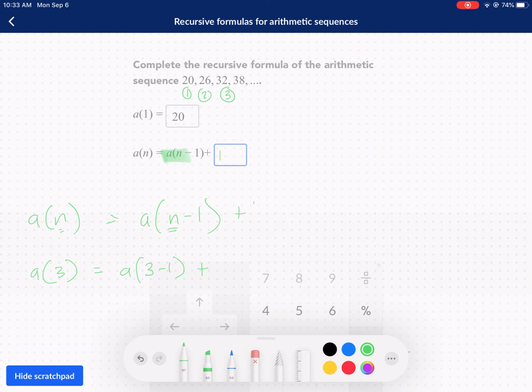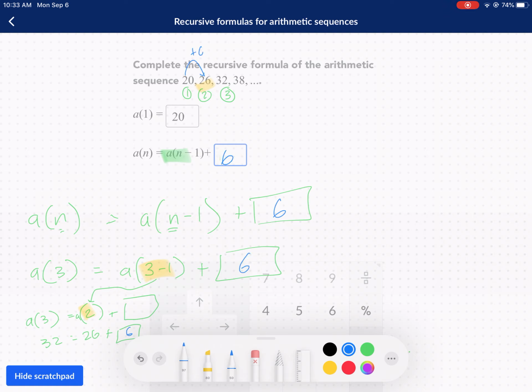So don't forget my plus blank, okay? So my third term will be based on the second term. 3 minus 1 is 2. Notice how those match. I need to take my second term and then add something to it. If I look up here to my second term, it's 26. What do I add to 26 to get to my third term? Well, I know my third term is 32, and I have to do 26 plus whatever that box is. That so happens to be 6. So I'm adding 6 each time, and that's my pattern.